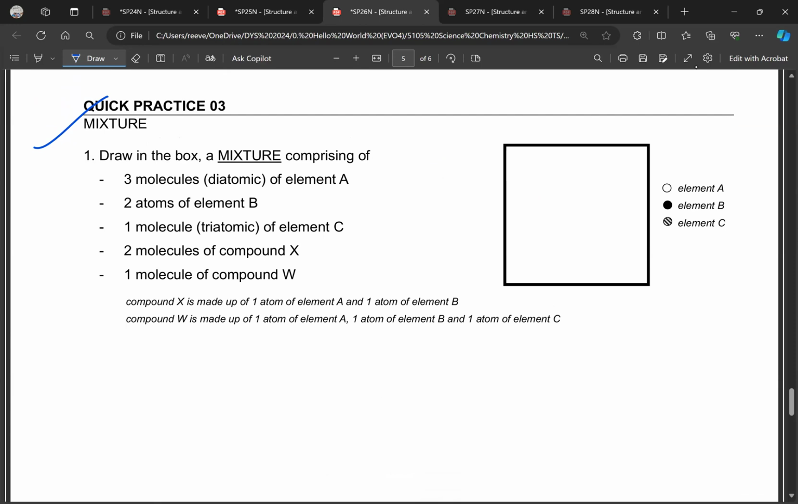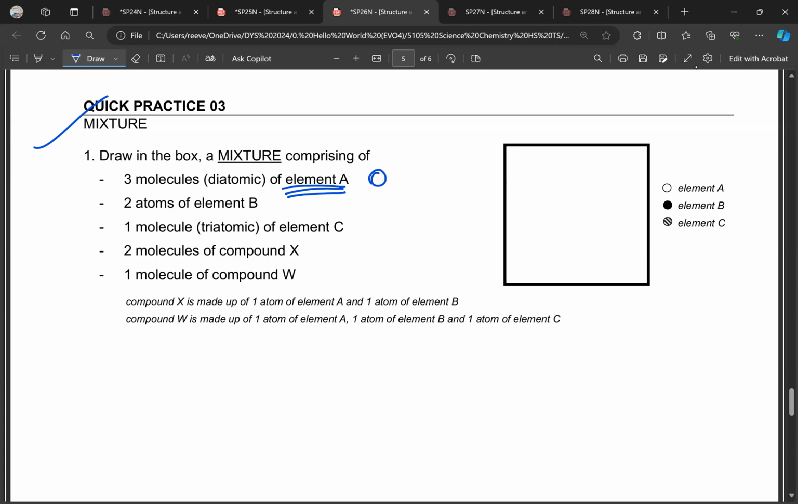Okay, draw in the box. I want a mixture, so there are many things inside. 3 molecules of A. Element. I underlined it many times, element. So element means only one type of circle only. A is what? Like that.